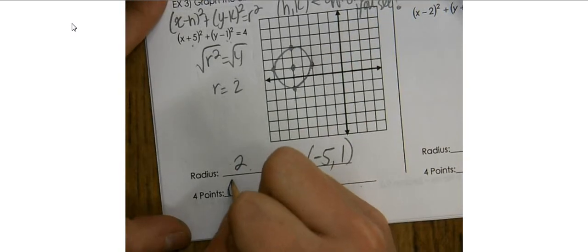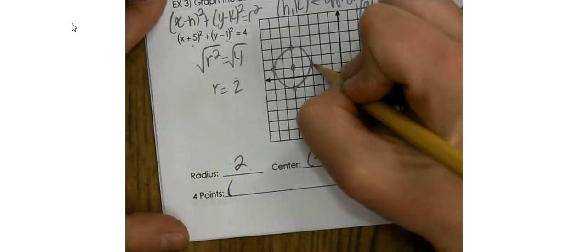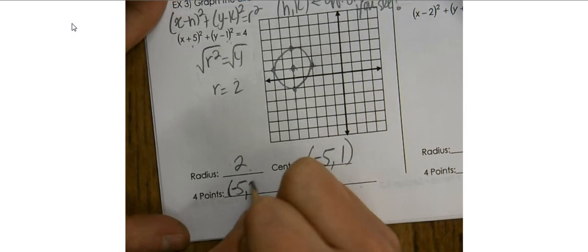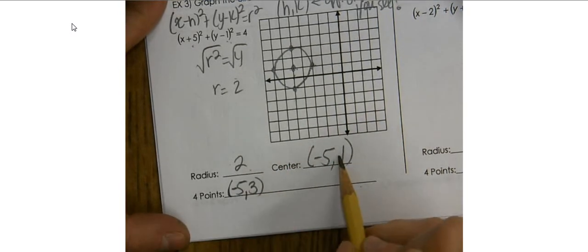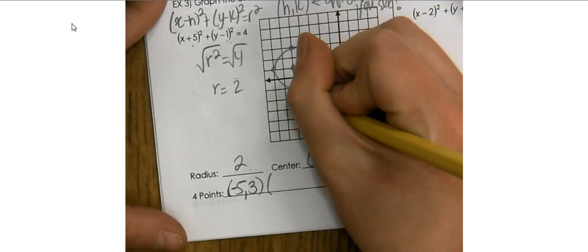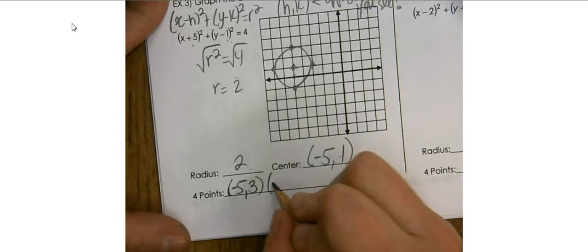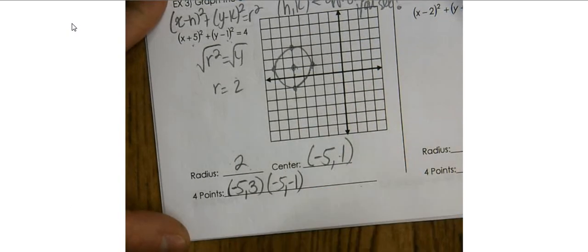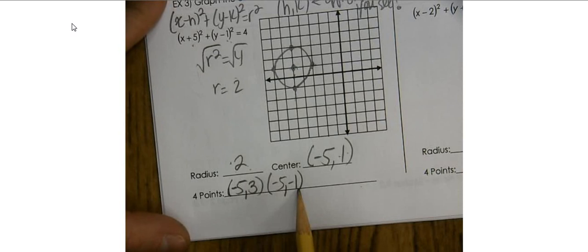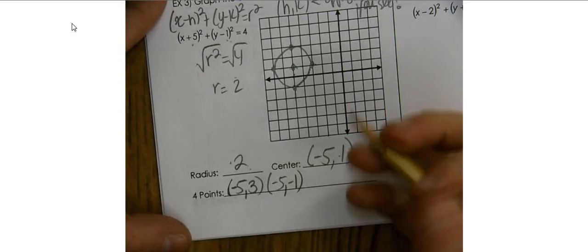And my ordered pairs, well, my first ordered pair is going to be located at negative 5. This time it's going to be 3. So all I did here was I took my y value and I added 2 to it. Then I have this point down here, negative 5, negative 1. So 1 minus 2 is negative 1. So that's like a shortcut.